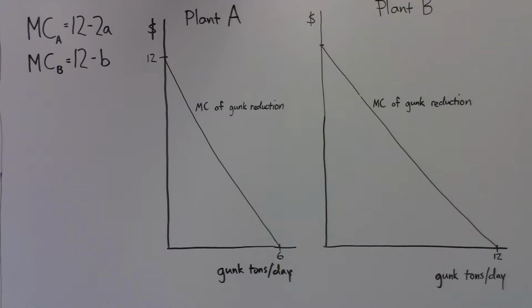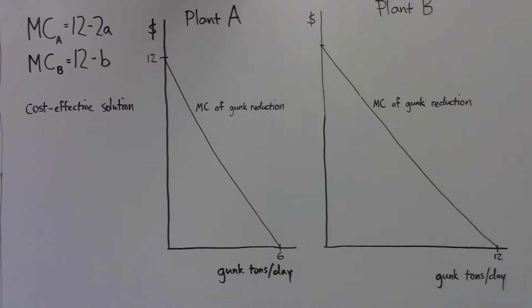Plant A could reduce its pollution by 0 tons, and plant B could reduce its pollution by 6 tons. Alternatively, plant A could reduce its pollution by 6 tons, and plant B could reduce its pollution by 0 tons. Or the firms could share the burden of reducing the amount of gunk they emit. What is the best solution?